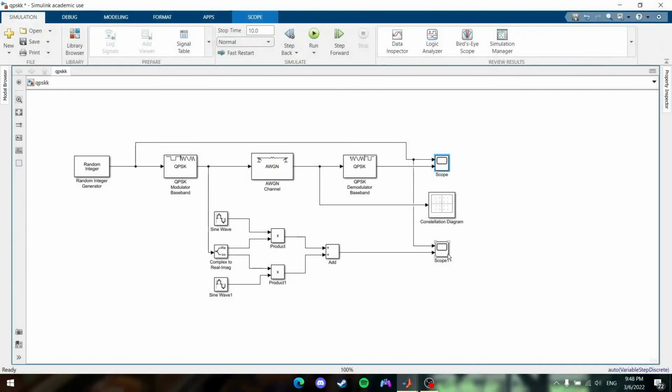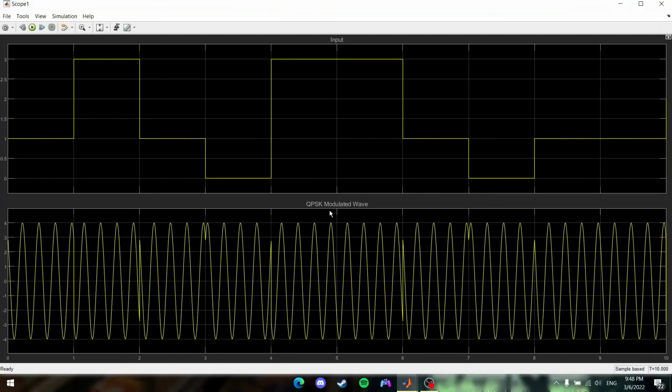And now we need to see the modulated wave here. This is the sinusoidal waveform generated after we split it into the real and imaginary parts. When the input doesn't change here, you can see here, the wave is in a normal state. But when the input changes, we can see that the phase shift occurs. So this is our QPSK modulation and demodulation.